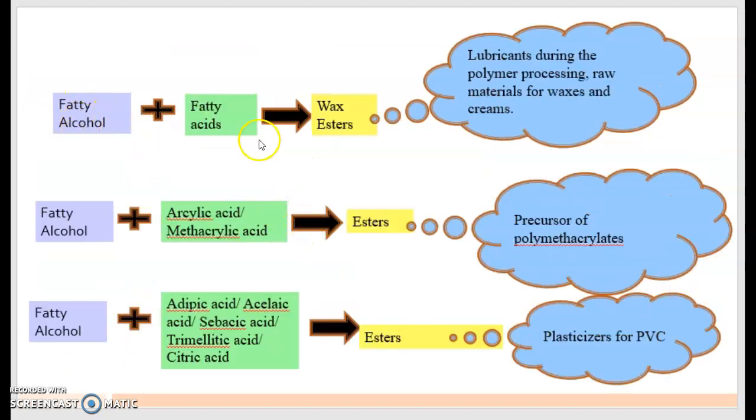Okay, when fatty alcohol reacts with fatty acid, it will produce ester. Wax ester is used as a lubricant during polymer processing and as a raw material for wax and creams. And when fatty alcohol reacts with acrylic acid or methacrylic acid, it will produce ester, which is a precursor of polymethacrylates. Fatty alcohol with adipic, azelaic, sebacic, trimellitic and citric acid will also produce ester as a plasticizer for your PVC. This is for polymer application.